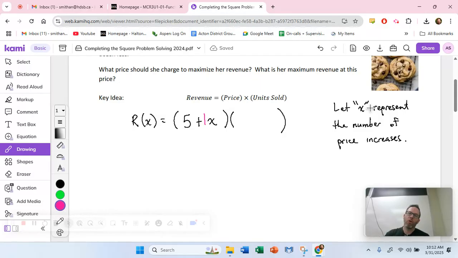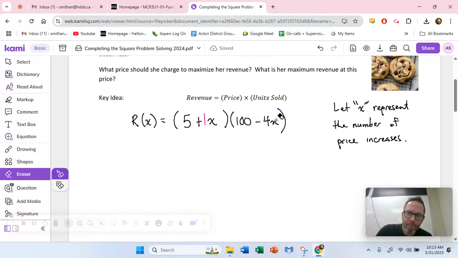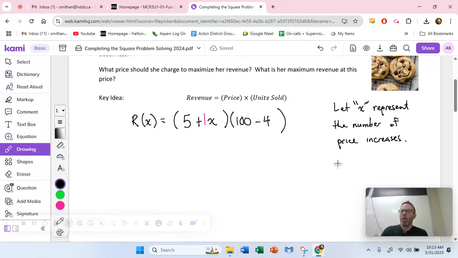For the units sold, currently Janelle sells 100. And every time she increases the price 1 time, she loses 4 dozen cookies of sales. So we'll have 100 minus 4x. Why minus? Because her sales go down. Oh, I used n. We're using x. Apologies. Let's fix that up. All right, so can we just digest that? Are you guys okay with where that came from? If there's one price increase, 100 minus 4 is 96. She sells 96 dozen.